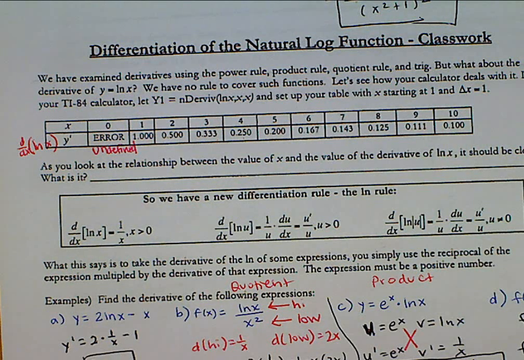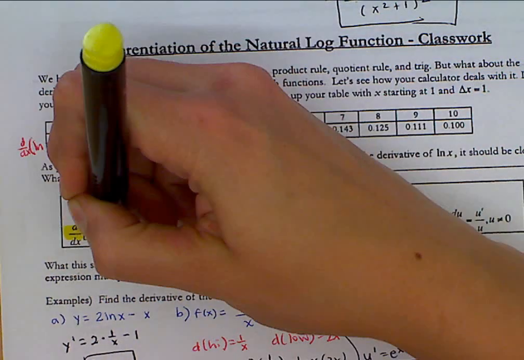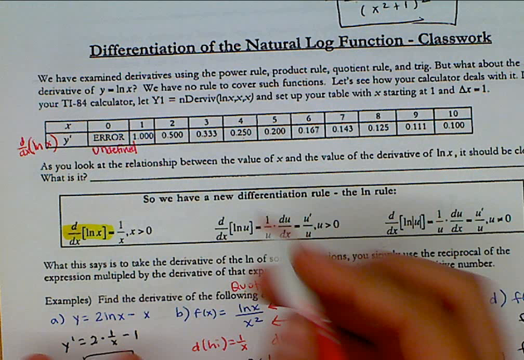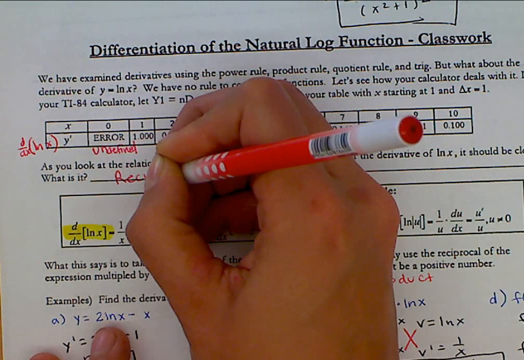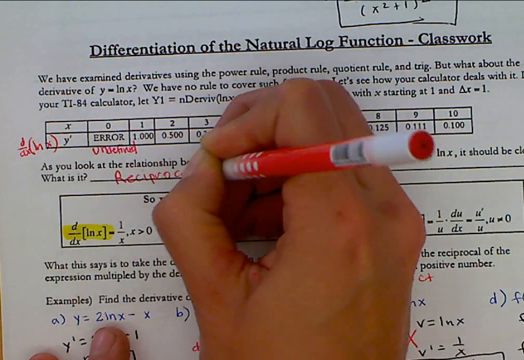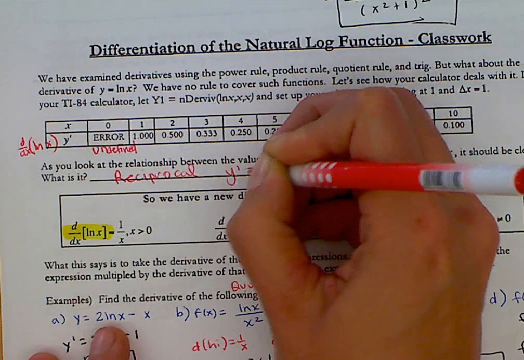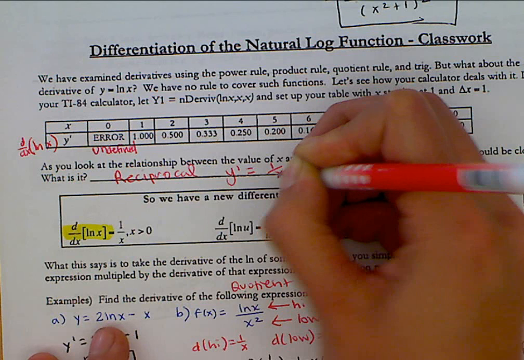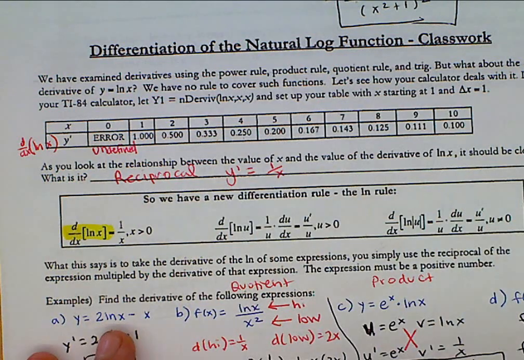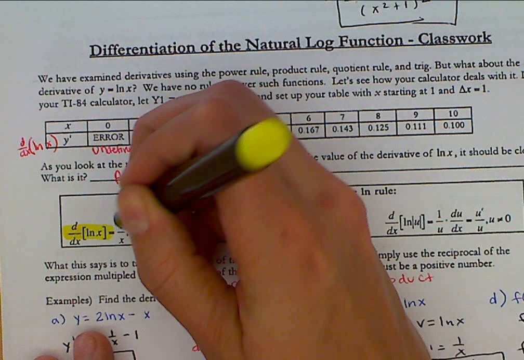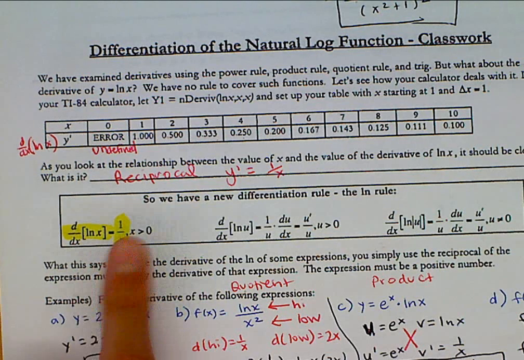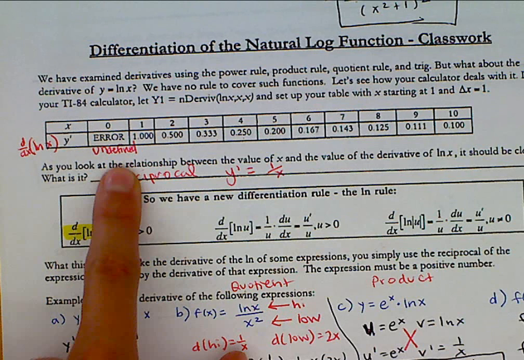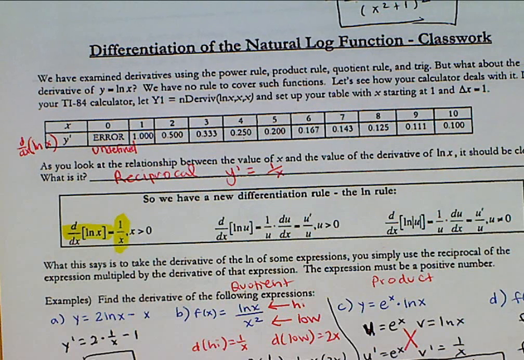If you look down, you can see it right here. Basically, the relationship here is the reciprocal function, which is y prime equals 1 over x. So the derivative of ln of x is 1 over x. This is the main thing we need to remember, which is why we got undefined for 0.